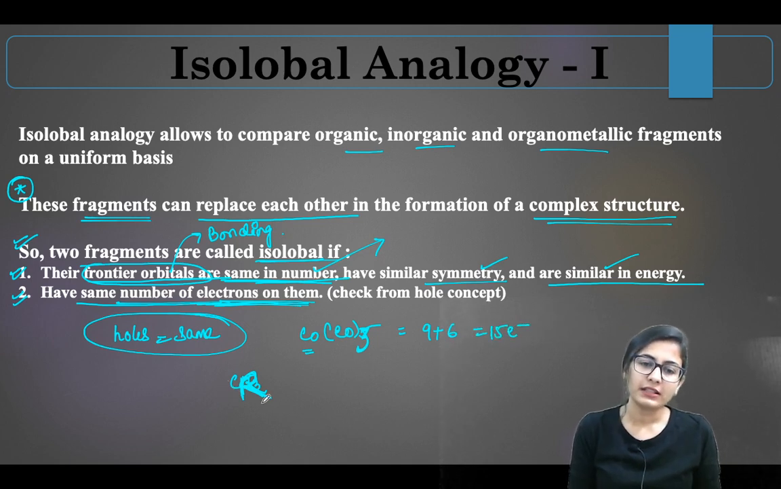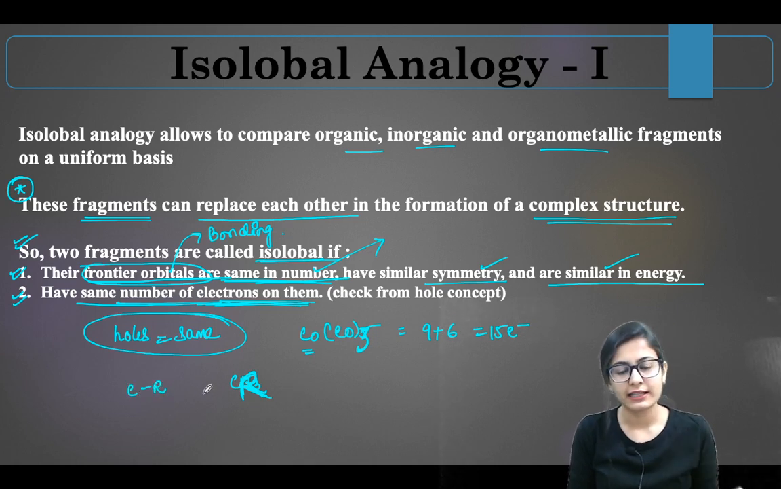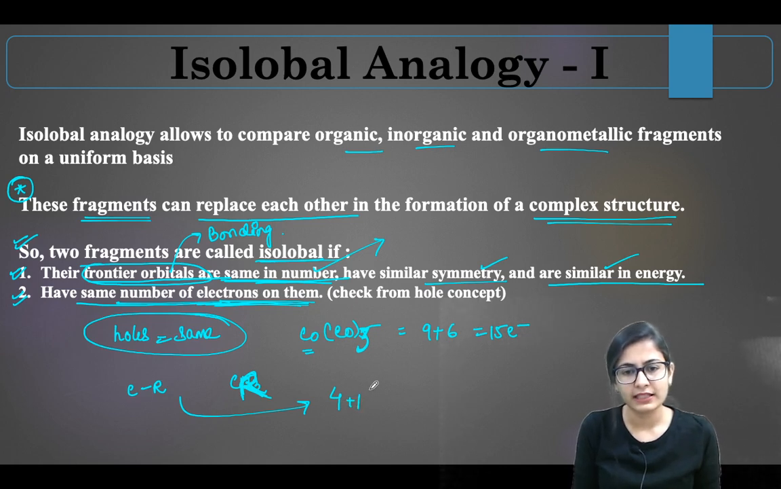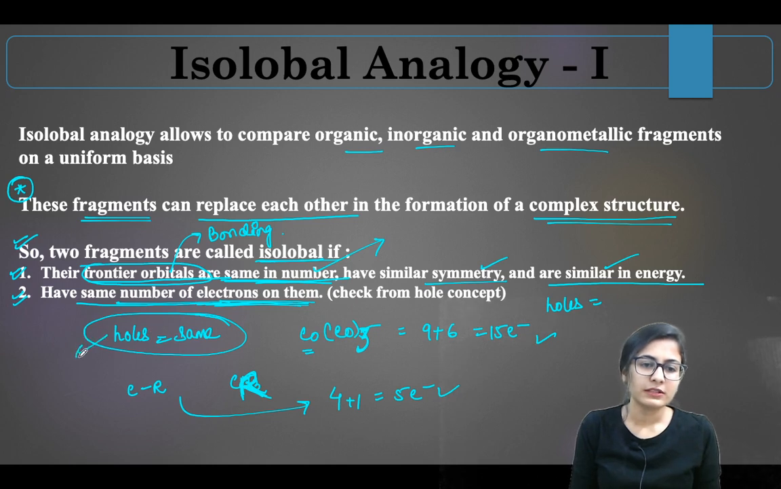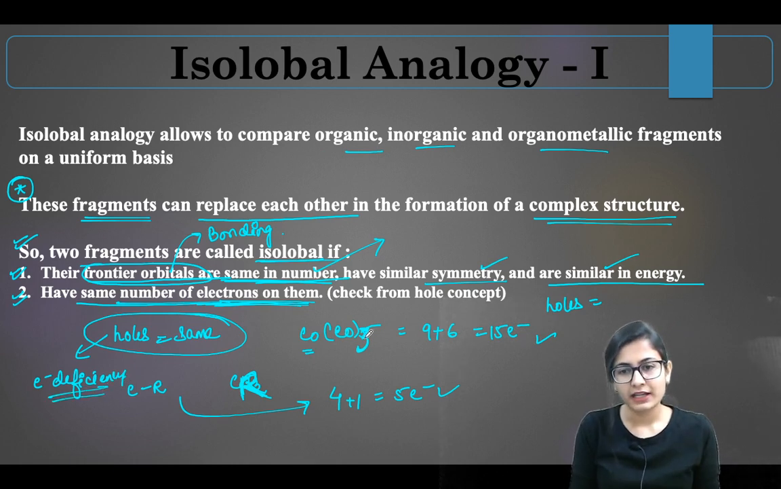But the alkyl fragment, that is the CR, the carbon is only having one alkyl fragment or let's say one hydrogen. So that is going to be 4 electrons with carbon and 1 electron donated by the alkyl or the hydrogen. So total 5 electrons. They are not the same electrons, isn't it? Yes, but what is the number of holes? Holes is the electron deficiency. Alright, so it's a very important concept for the isolobal analogy.